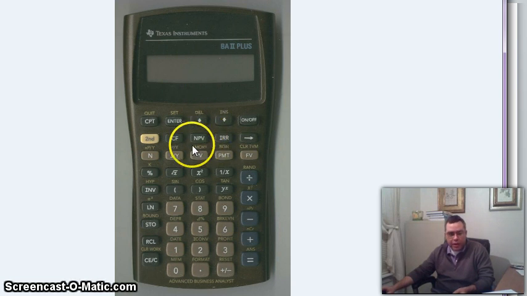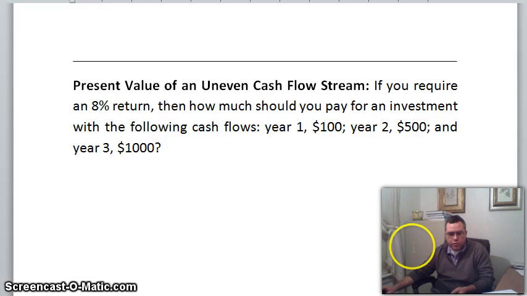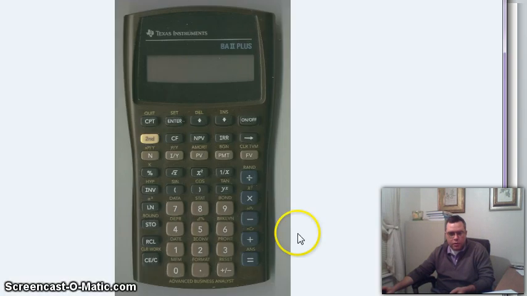Then you hit the NPV button right next to it. That stands for net present value. You put in your interest rate. If we go back and look at our problem, our interest rate was 8%. So once you hit NPV, it says I equals. That's where you put in your 8%. Hit enter. Again, it saves it.